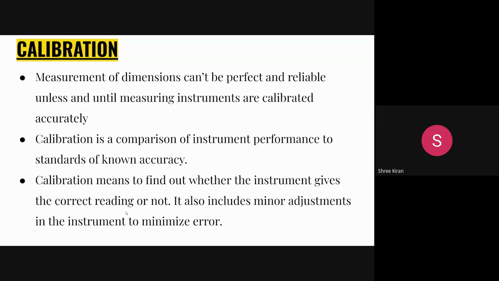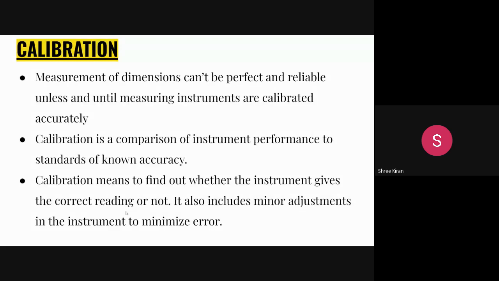In one word, you can say the measuring instruments must be calibrated accurately; it can't be perfect until the measuring instruments are calibrated perfectly. It is a comparison of an instrument's performance to standards of known accuracy. So calibration is a comparison between a known measurement and the measurement using your instrument.